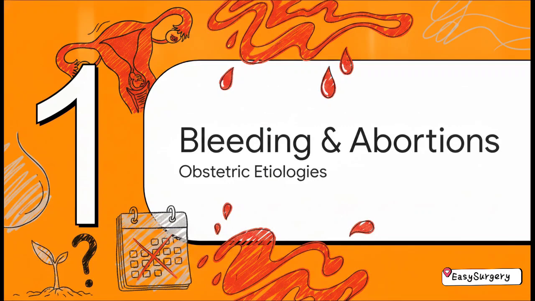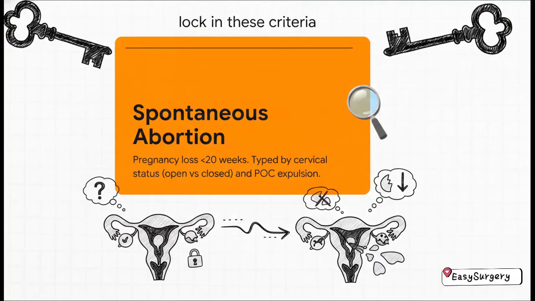Section 1, Vaginal Bleeding and Abortions. We're kicking things off with obstetric etiologies of vaginal bleeding. You'll see this all the time. It actually happens in about 40% of all pregnancies, and roughly half of those cases ultimately result in spontaneous abortions. You really need to lock in these strict diagnostic criteria because they're the absolute key to your clinical management.